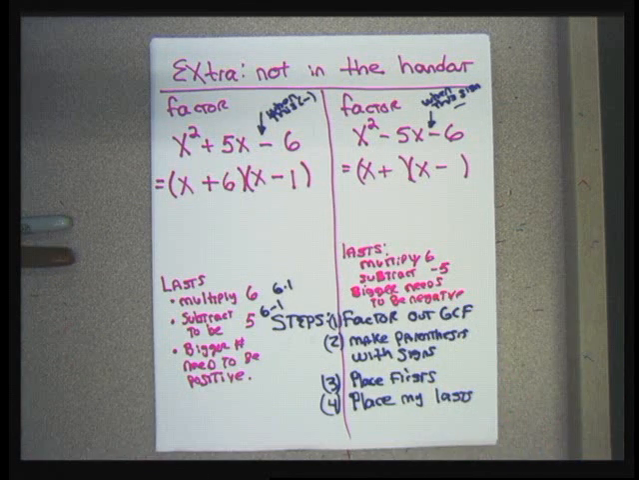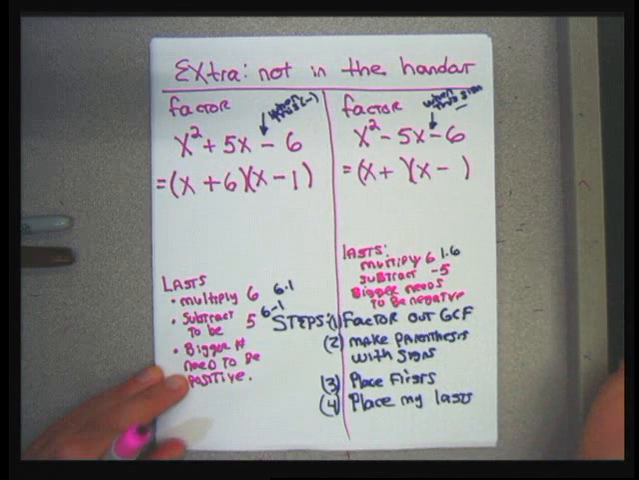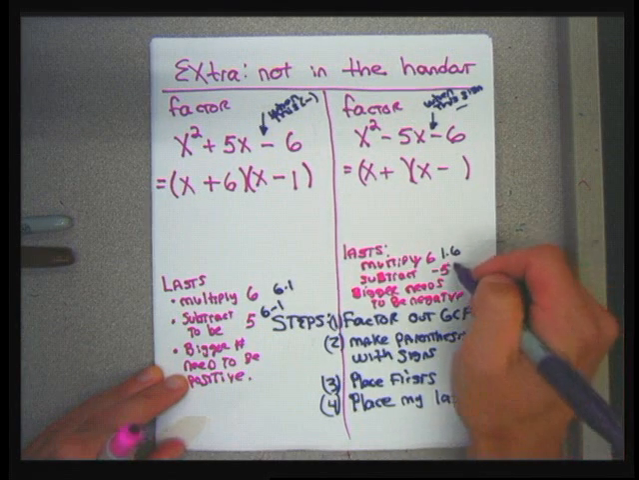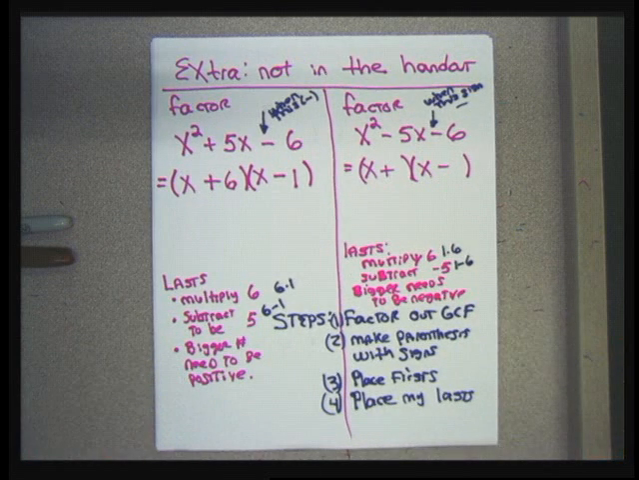So same sort of deal. The numbers are going to be 1 and 6 again, because 1 times 6 is 6. They need to subtract to be negative 5, and 1 minus 6 is negative 5. So when I go to place my last, it's the same last. It's essentially the same problem.